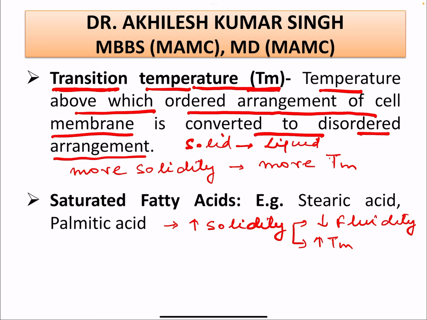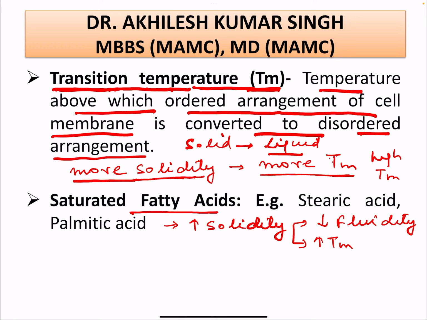So if there is more solidity, if the membrane is more solid, what will happen here? If the membrane is more solid, then more temperature is required to convert it into liquid. So more solid, more temperature required, so it will have the more transition temperature, or it will have high Tm. So more solidity will have the high Tm.